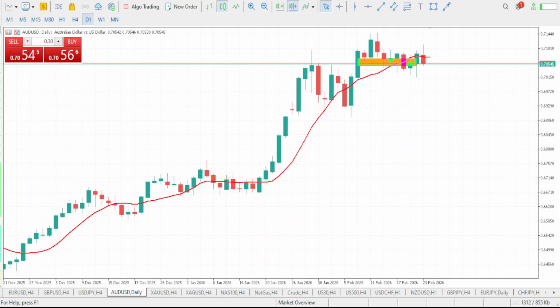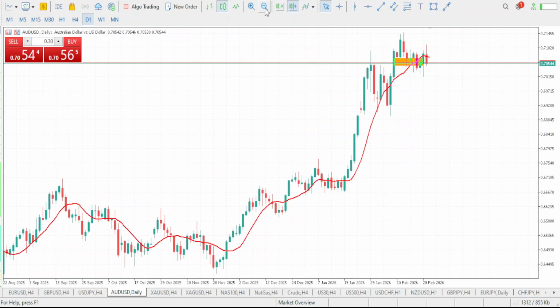So guys, let's start with our trend on odd USD. This is an uptrend move.